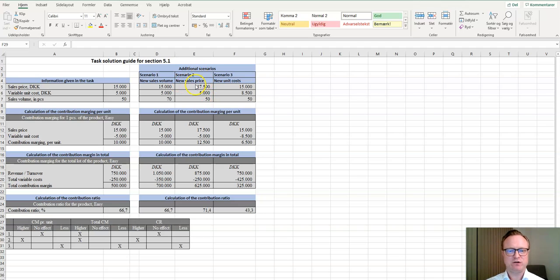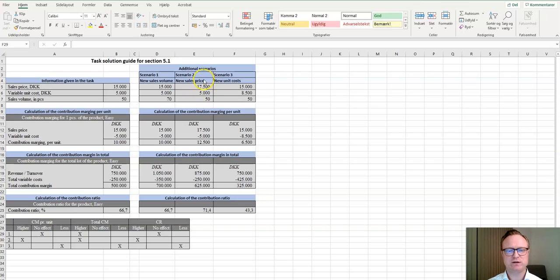In scenario 2, we're given a new sales price. The sales price is now increased from 15,000 to 17,500. Note that the two other factors, the variable unit cost and the sales volume, are now back at the same level as in the base scenario. This is the way we always do it. When we are given a new scenario, we change the factor that we are told has to be changed, and the other factors are reset to the base scenario.